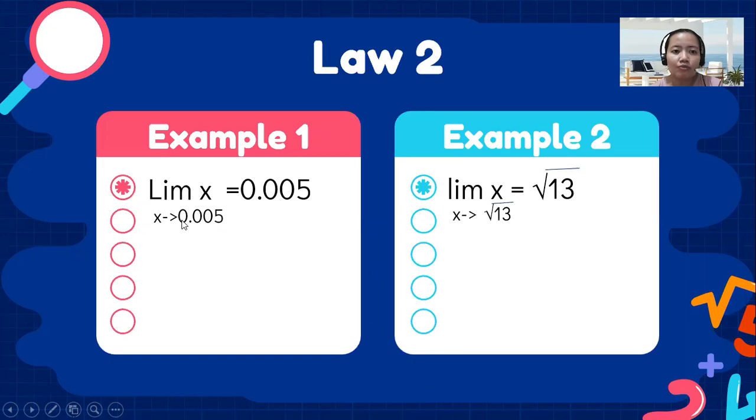If you have observed, the value of c, which is equal to 0.005, is the limit, 0.005. Let's go to example number 2. The limit of x as x approaches the square root of 13 is equal to the square root of 13. So law number 2 states that whatever the value of c will be the limit.